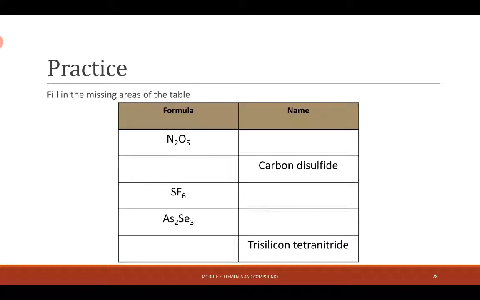All right, go ahead and pause the video and try to fill in the missing areas of the table in your notebook. Unpause the video when you're ready to continue and double check your work.